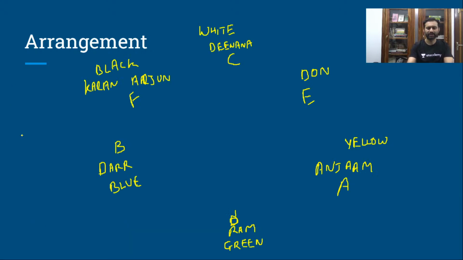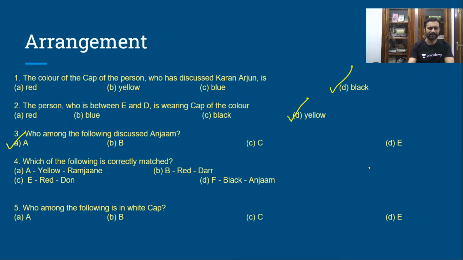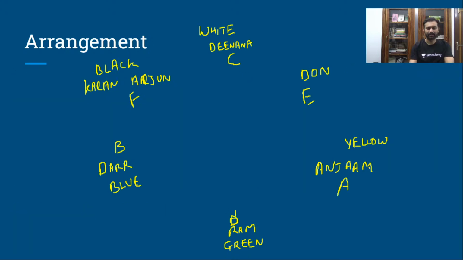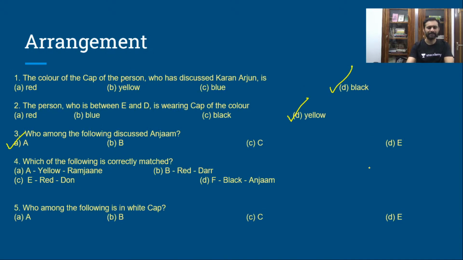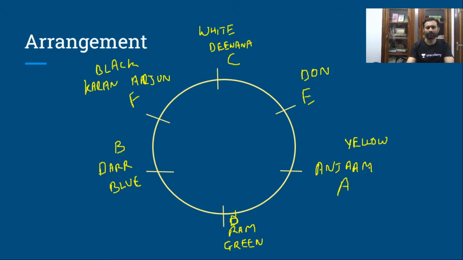A yellow Ramjan. A is correct, but that's out. Then it says Dar. Dar is correct, but it's blue, so that's out. Then it says Dawn. Follow the color, right?